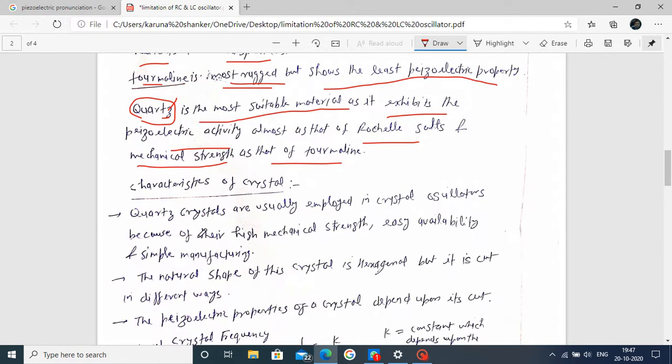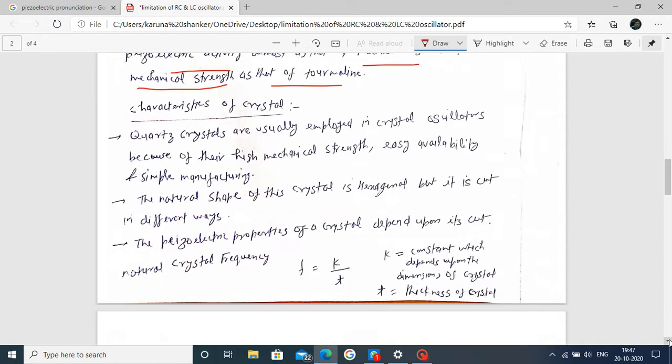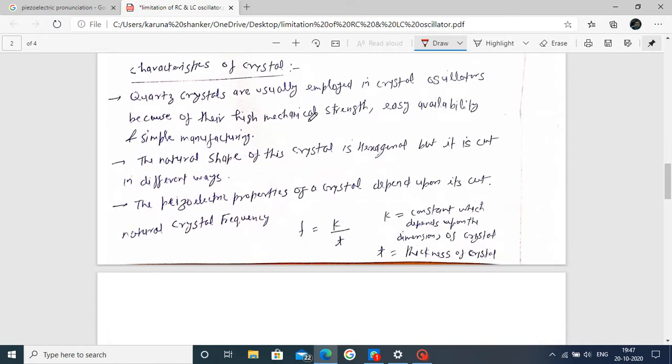Next, we move to the characteristics of the crystal. Quartz crystals are usually employed in crystal oscillators because of their higher mechanical strength, easy availability and simple manufacturing. Quartz crystal is very important for use in oscillatory circuits due to its mechanical strength, easy availability and simple manufacturing.